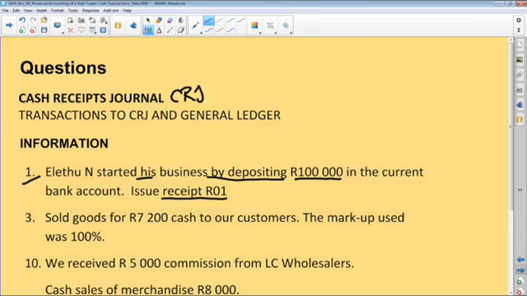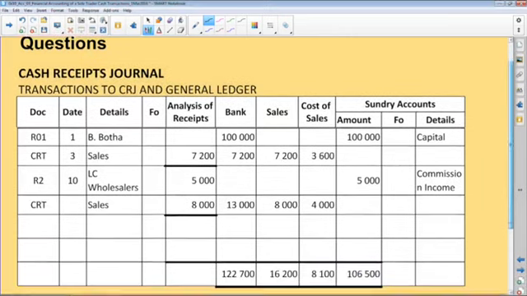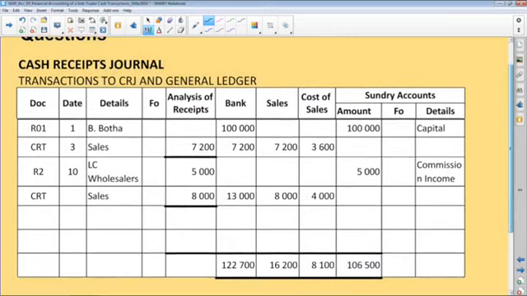And then, why did the business now receive this money? What's the reason for the receipt? And that's your big 5. Now let's go and see how I'll place this into the journal. Let's go look at the journal. I already completed this one for you. So we have the cash receipts journal, and there we have number 1, receipt number R01.